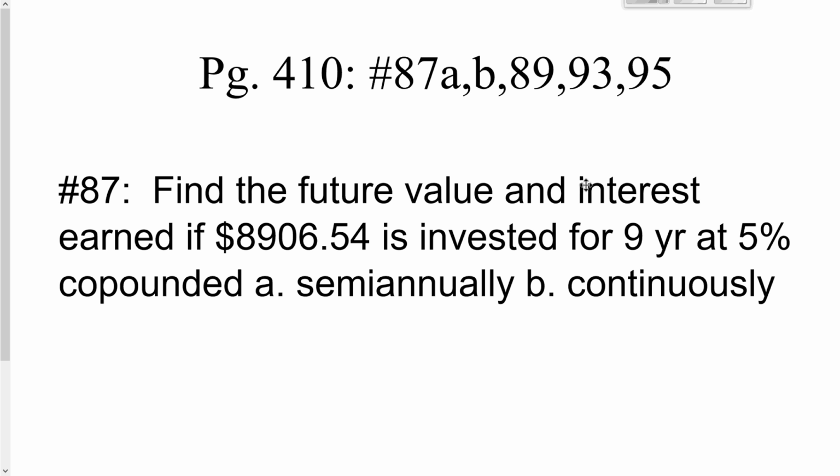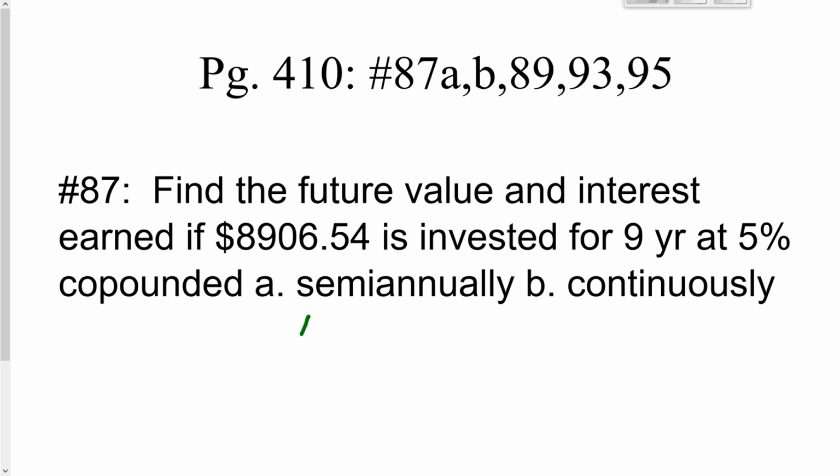Looking at the problems from compound interest. So here's the first one, number 87, and it goes with the A and B. So we want to find the future value if we invest $8,906.54 for 9 years at 5% compounded semi-annually versus compounded continuously.